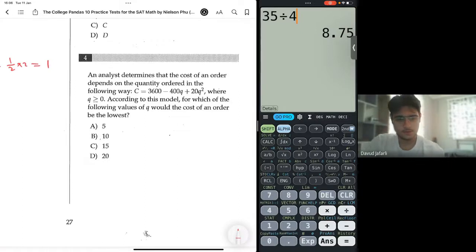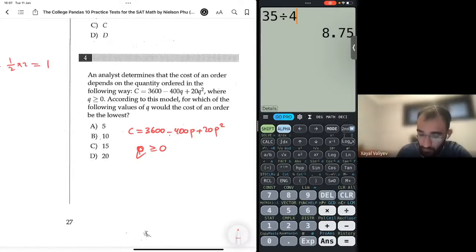Analyst determines that the cost of an order depends on the quantity ordered in the following way. T equals 360 minus 400Q plus 20Q squared, where Q is greater than or equal to 0. According to the model, for which of the following values of Q would the cost of an order be the lowest?